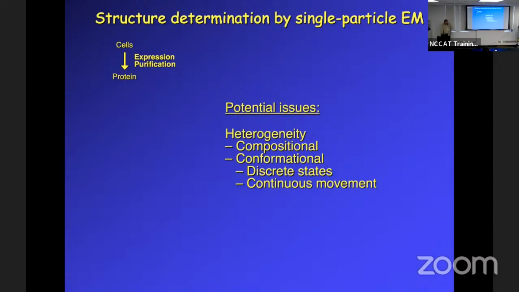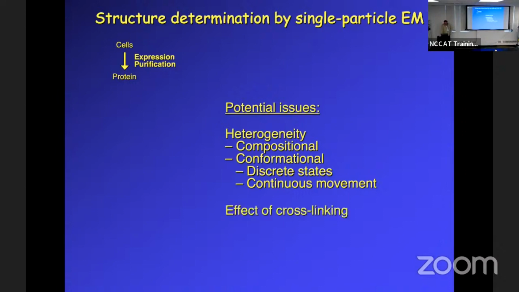One is quite easy, where you have distinct different states, and you can try to classify these states out. A much more difficult problem is if you have a continuous heterogeneity, continuous movement, if one arm just constantly moves in any way it wants. And this, to this day, is still a very difficult problem to deal with and can really limit the resolution that you get in your map.